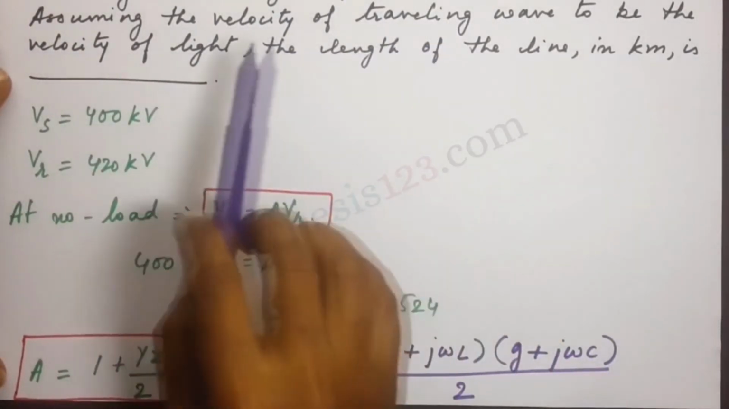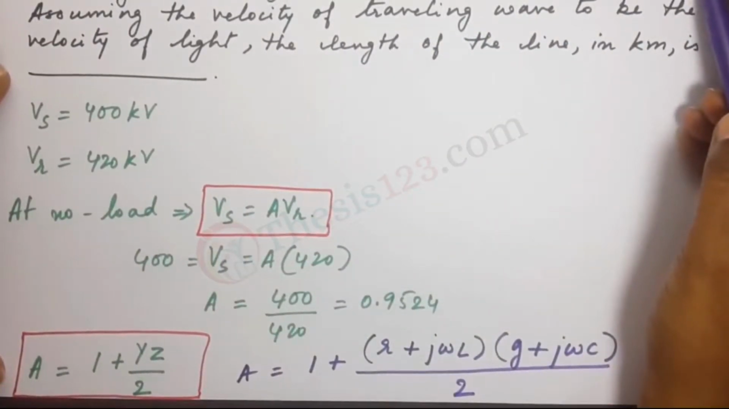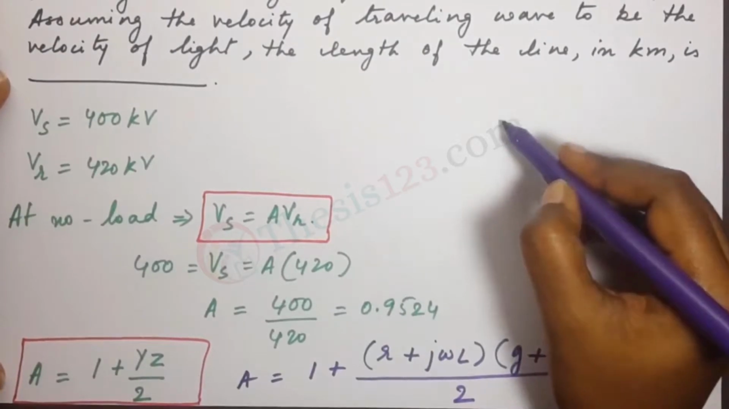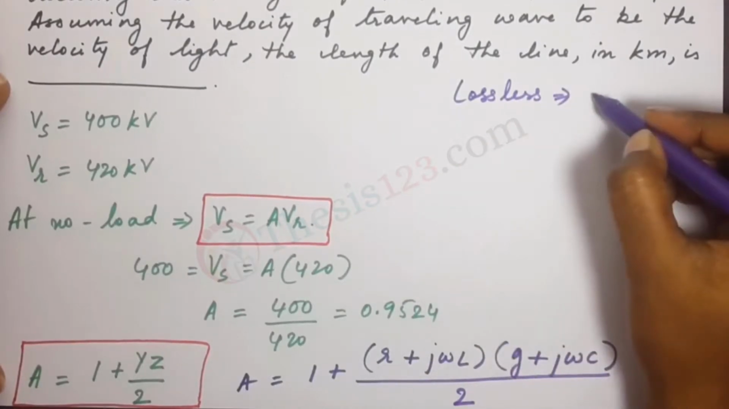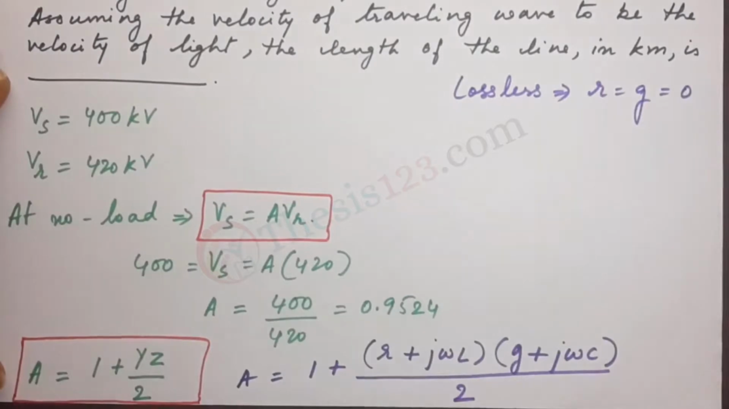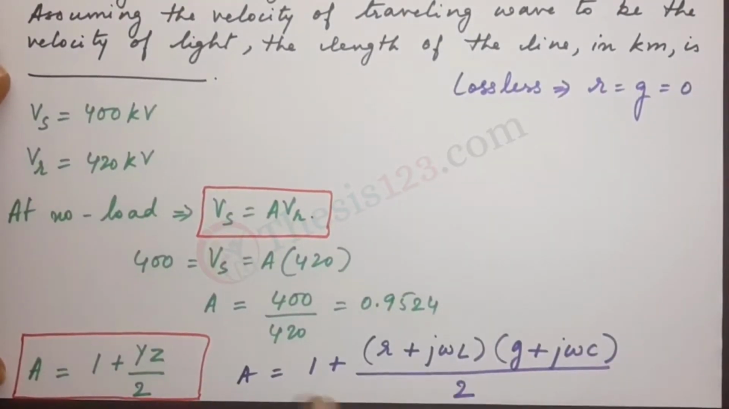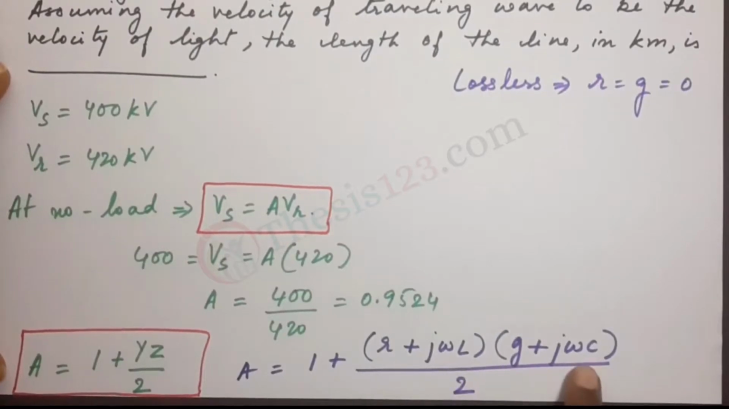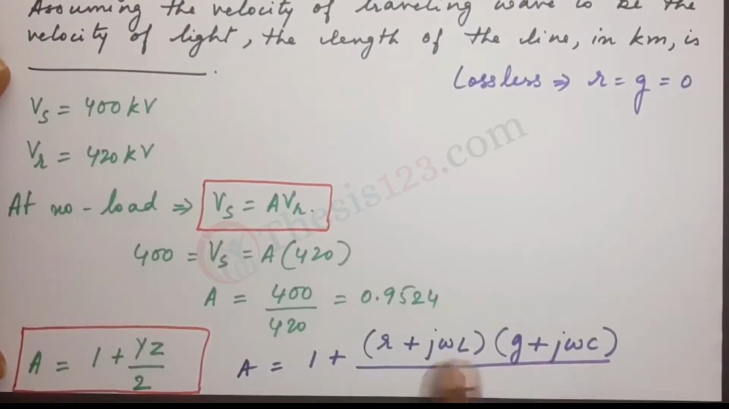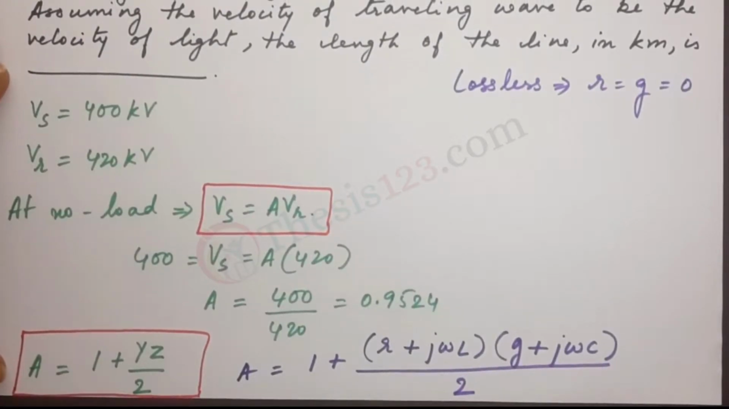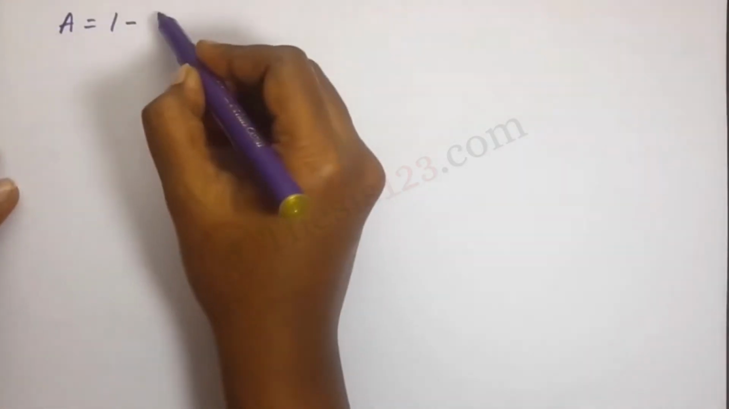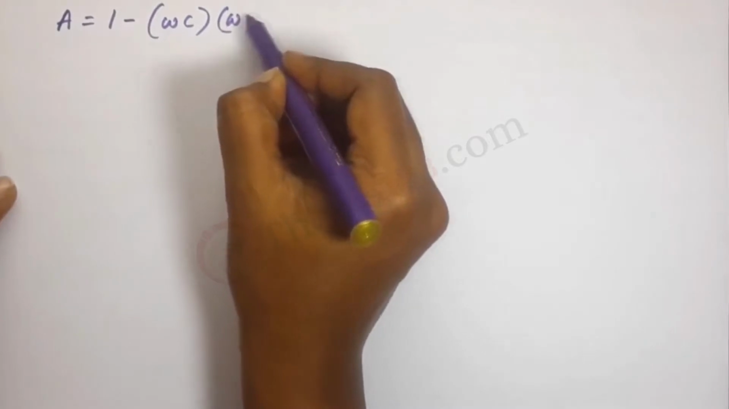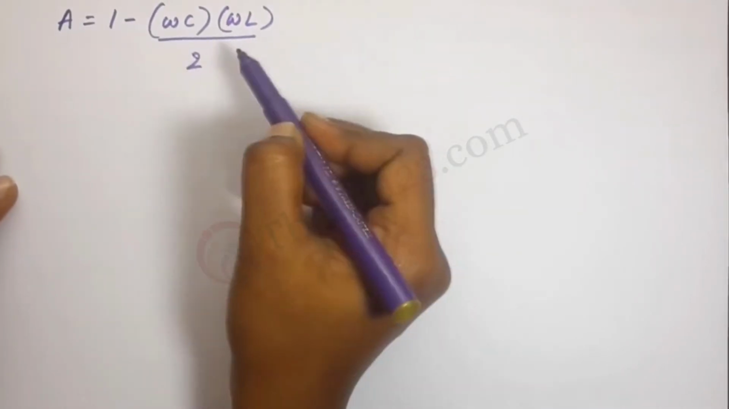Now, since the question says that it's a lossless power transmission line, for a lossless power transmission line, R and G will be 0. So if R and G are 0, we would be left with 1 plus j omega L times j omega C divided by 2. And j square is anyway minus 1, so we can just substitute that. So we have A is equal to 1 minus omega C times omega L divided by 2.